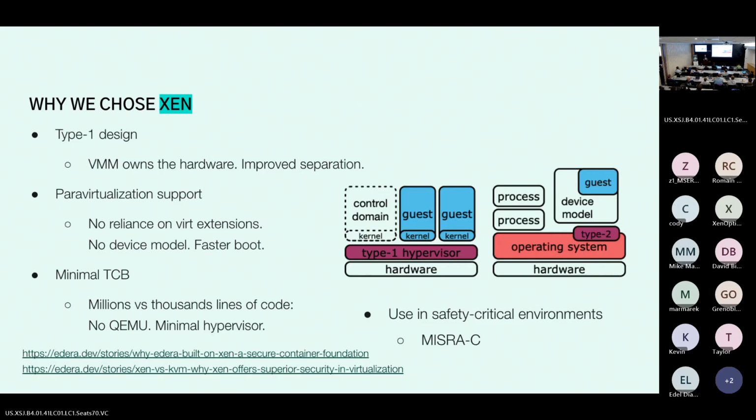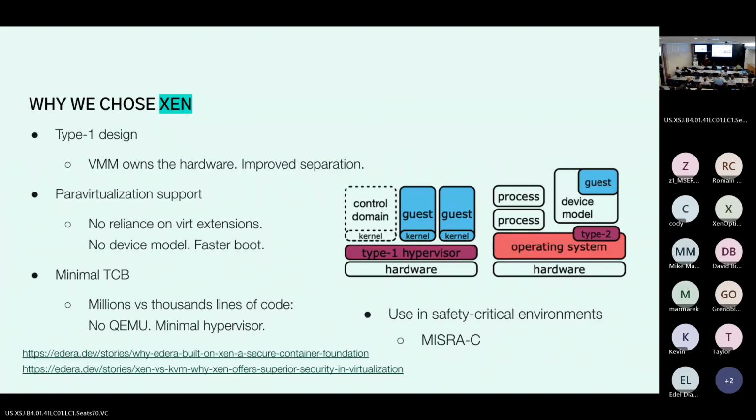The second reason is that paravirtualization support is a first-class citizen on Xen. That goes beyond paravirtual device implementations like VirtIO to a guest that can boot without virtualization extensions in the CPU. This is what Xen originally supported when it was first released. This means that we don't need a device model like QEMU. We have faster boot times and leaner device stack.